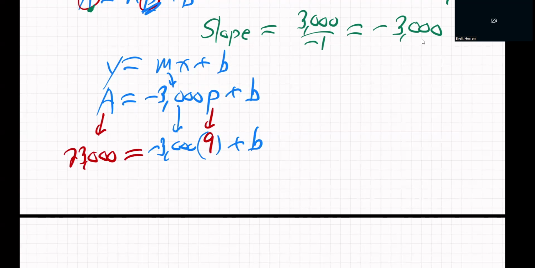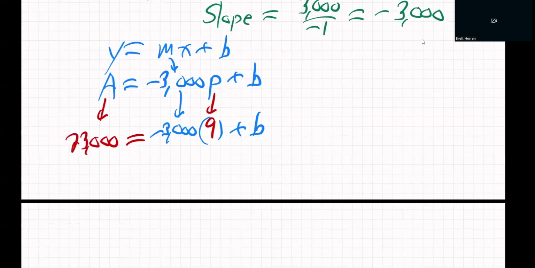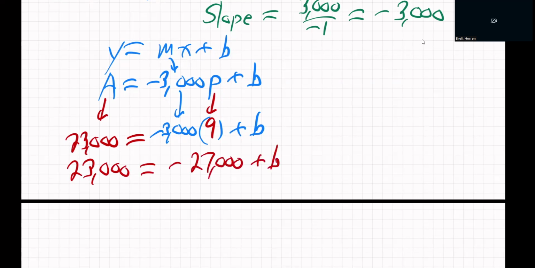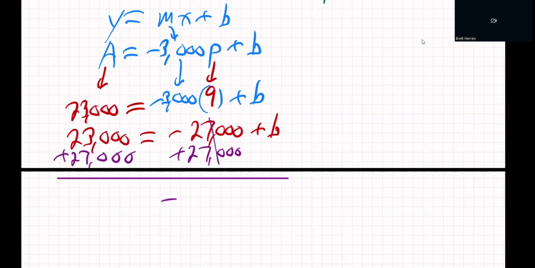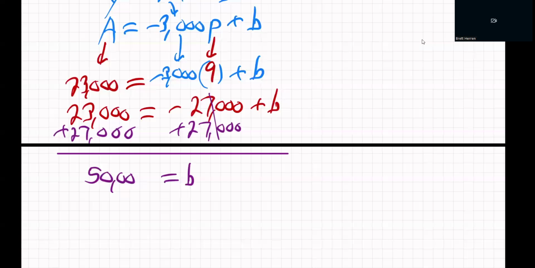All right, just bring that down. Let me try that again. All right, let's crank it. I'm going to solve for b. This would be minus 27,000 plus b. How do we solve for b? Add 27,000. Boom. b equals, add those up, 50,000. b is 50,000. So we got our formula.